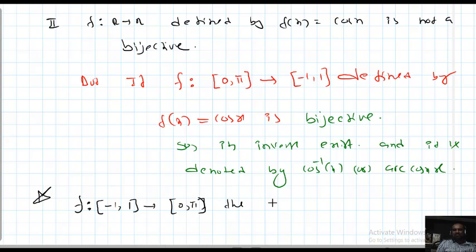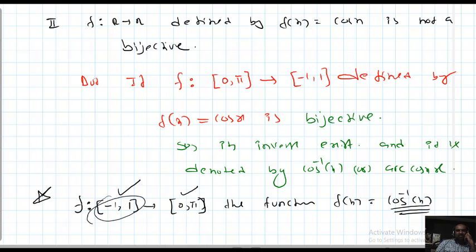The function f of x equal to cos inverse of x is also bijective, no problem. A function is different like this, f of cos inverse of x. So this is bijective, one-one and onto. What is the domain of this? This is the domain. What is the range? This is the range. Understood?